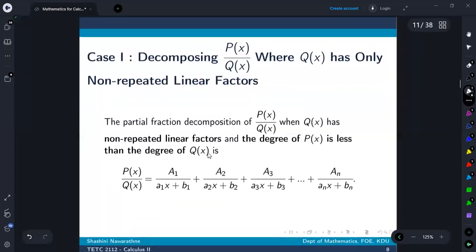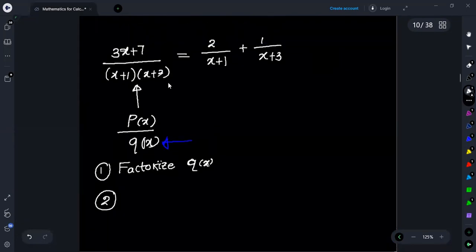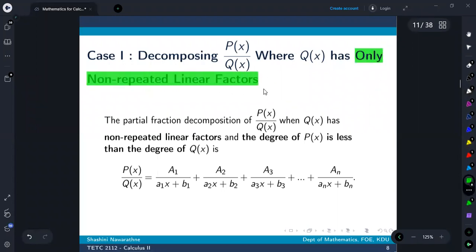The first case that we're going to consider is if we have an expression in P(x) over Q(x) form, and here this Q(x) has only non-repeated linear factors. This is the important thing here. You have to be careful with these things. Here there are two conditions. The first condition is that there should be linear factors, and the second condition is that those factors should not be repeated.